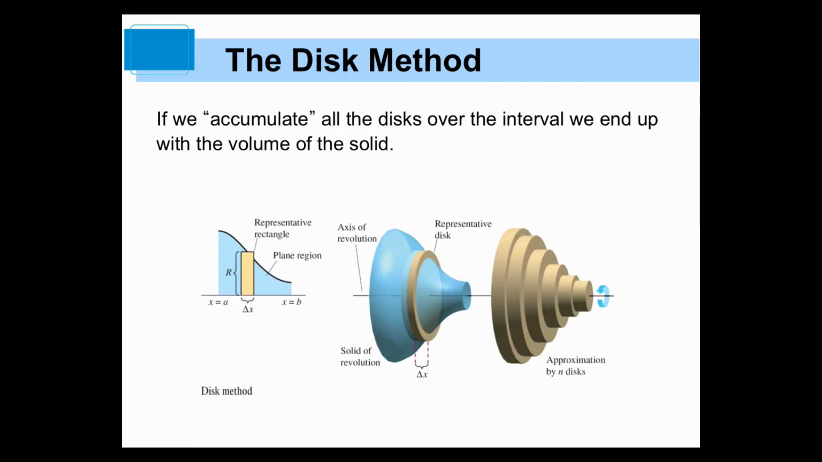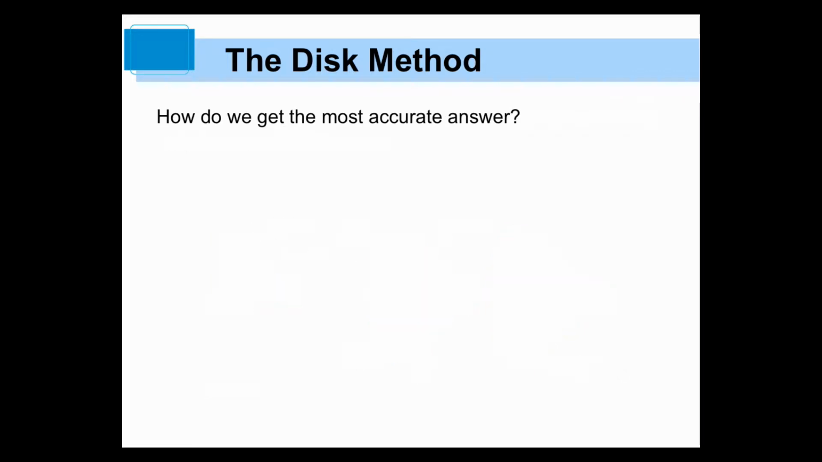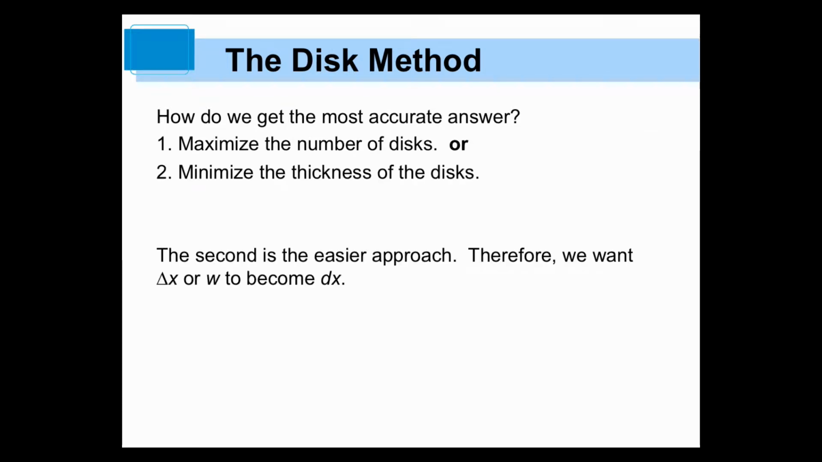Smaller W's. I'm sorry? Smaller W's. Or more rectangles. Same thing. Smaller W's or more rectangles. And those two are related to each other. If I shrink W, then the number of rectangles will go up. If I increase the number of rectangles, W would get smaller. How small do we want W to be? Which we would refer to it using what notation? dx. Okay. We're going to use the second one. It's easier. So again, delta x or W from the previous picture will become dx. We want really, really, really skinny rectangles.